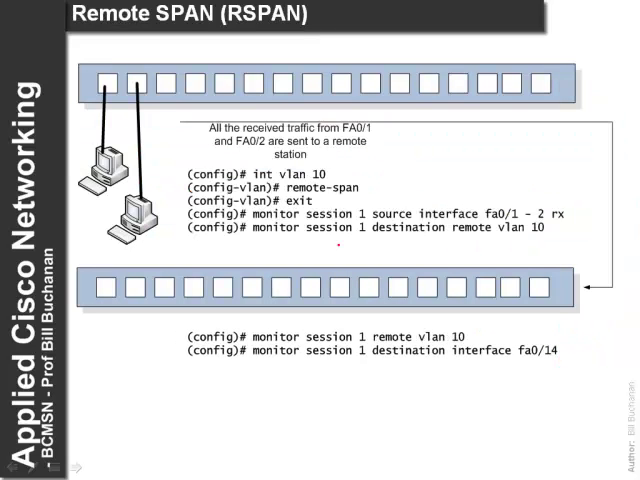With remote span, we can actually send the data to another switch or another device. In this case, we set up a VLAN, define a remote span, define the ports that we want to save and we want to capture, and we define that it's saved to a remote VLAN 10, and then we can save to that interface.